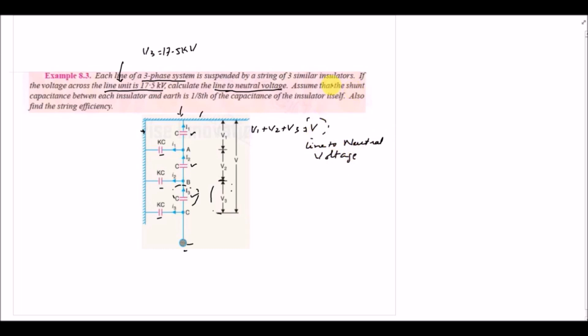So now what we have to assume is a shunt capacitance, which is this one, and its value is actually 1/8 times the self capacitance. So from the formula we know that C shunt is equal to K times C self. If C shunt is 1/8 times the self capacitance, then the value of K is equal to 1/8, right? These are the things that are already given, and also we have to find the string efficiency.